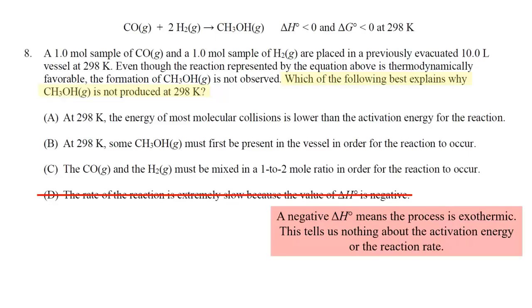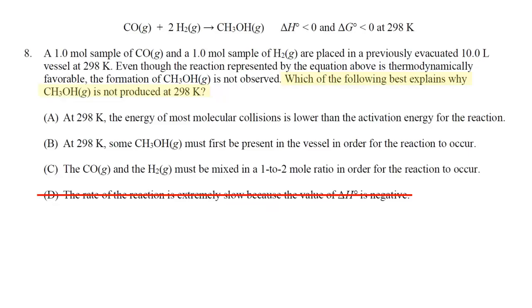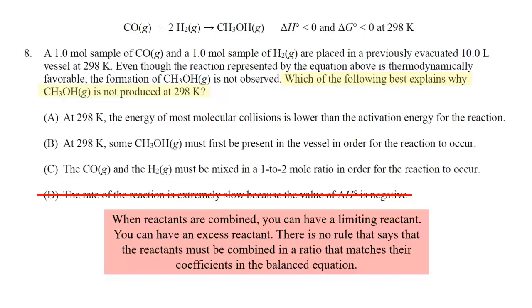Now, choice C says that the carbon monoxide and the hydrogen must be mixed in a 1:2 mole ratio in order for the reaction to occur. But when reactants are combined in a chemical reaction, you could have a limiting reactant, you can have an excess reactant. There is no rule that says that the reactants must be combined in a ratio that matches their coefficients in the balanced equation. So we don't need a 1:2 mole ratio for these reactants in order for the reaction to occur. So I can eliminate choice C.